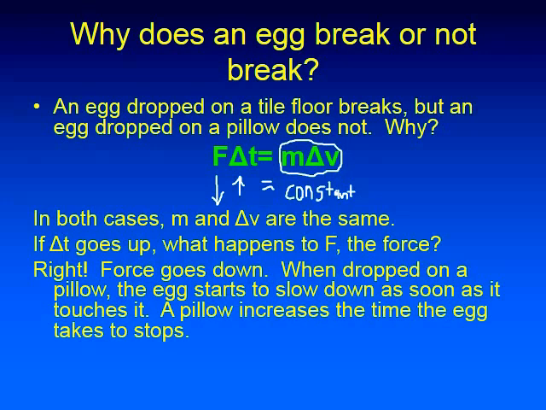So when you're dropping Humpty Dumpty onto a pillow, the egg slows down as soon as it touches that pillow. Okay, a pillow increases the time the egg takes to stop. Okay, because it's increasing in time, the actual force being exerted on Humpty Dumpty is going to be less, so he won't break into 1,000 pieces, and all the king's horses and all the king's men will be out of a job.